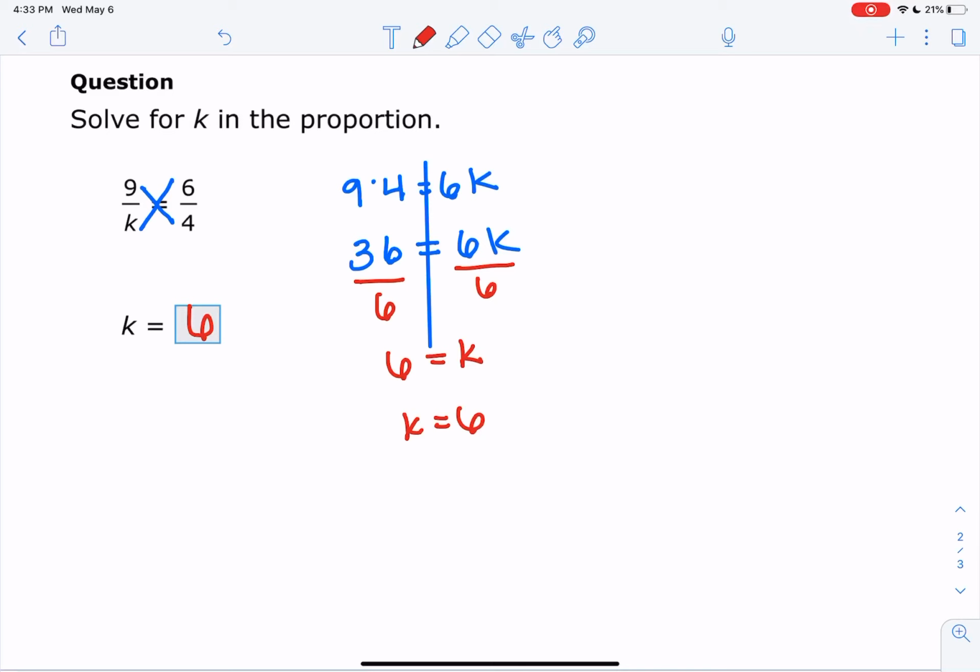Okay, hope this helps. I know we were struggling a bit yesterday with solving for these equations.